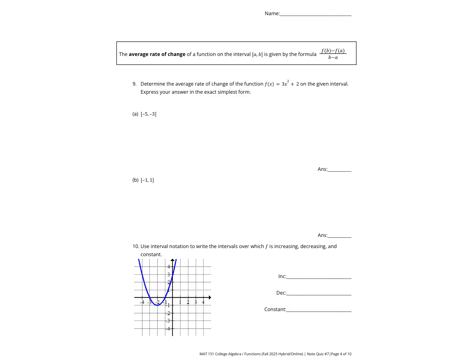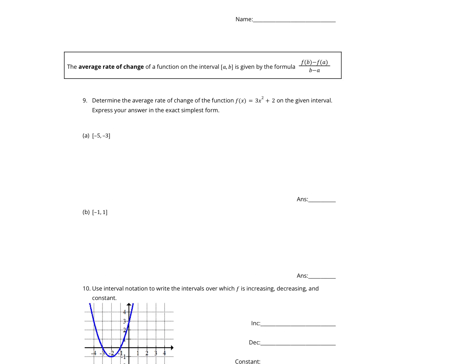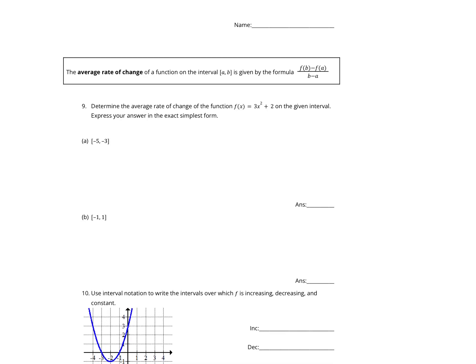In the next page, we're going to talk about what's called the average rate of change, and that's just our calculation of slope. Be very careful to make sure that you follow all of the signs in your calculation. So for the first problem, on the interval from negative 5 to negative 3, substituting everything in, we're going to have f of negative 3 minus f of negative 5 divided by negative 3 minus a negative 5. Again, good idea to put all the signs in here so that we see what we're getting.